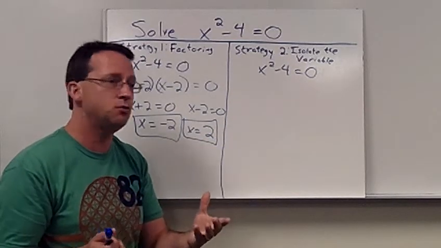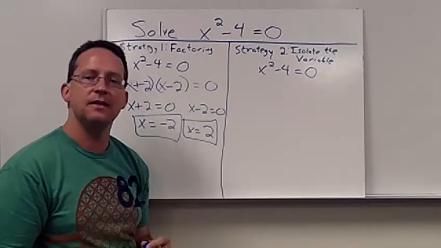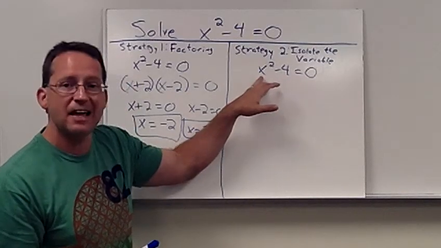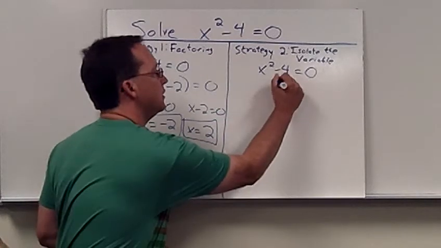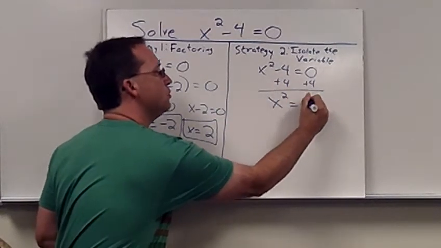Because x only shows up in one spot here. Normally, the x shows up in two spots. We have an x squared, and we have that x term in the middle. That's not in this problem, so another way we can handle this problem is just getting x by itself. Adding 4 to both sides gives me x squared equals 4.